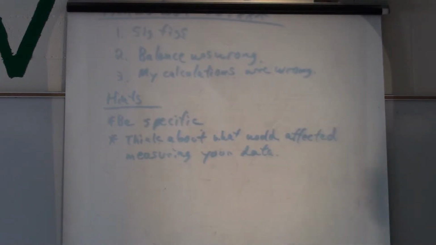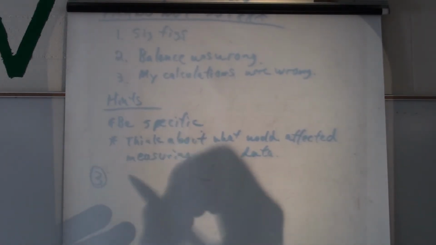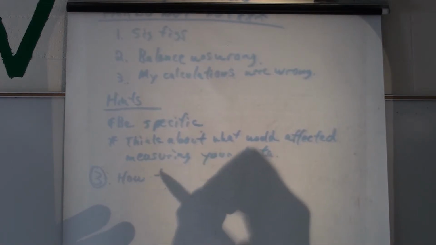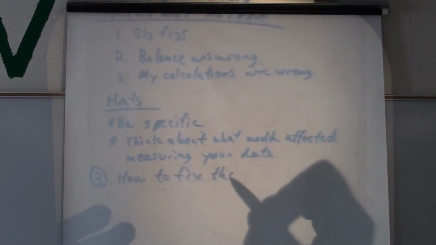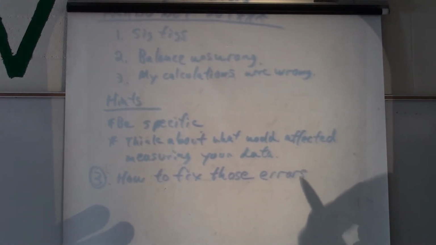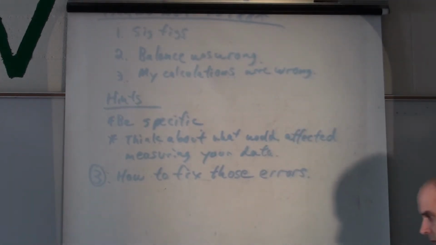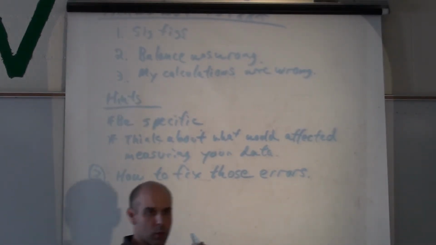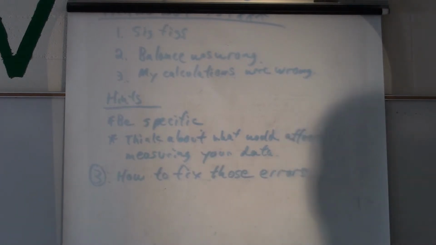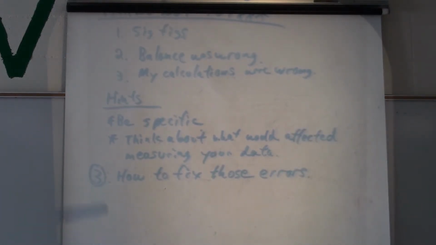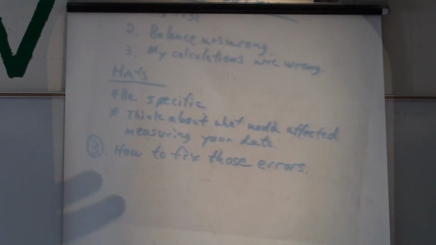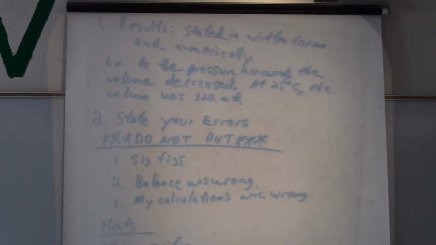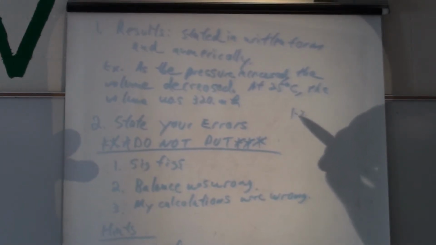And then last but not least, how to fix those errors. If you do number 2 well, if you are very specific about what your errors are, then doing number 3 will be easy. But if you're vague here, you're going to get this one wrong as well. Okay? I would say overall, your summary should be 1 to 2 paragraphs long.